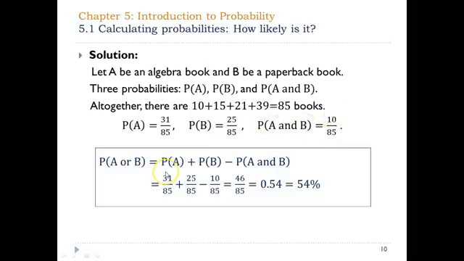Plug in these values in the formula. Probability of A or B equals to probability of A plus probability of B minus probability of A and B, which is equal to 31 over 85 plus 25 divided by 85 minus 10 divided by 85, which is equal to 46 divided by 85, or 54%.